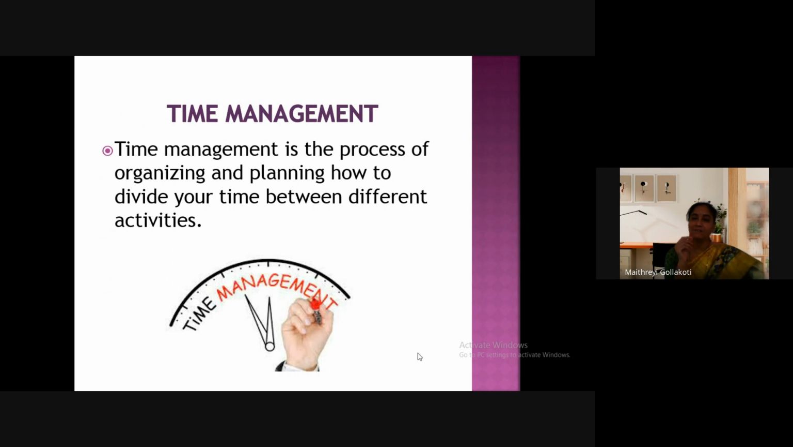See, all of us have same time every day, isn't it? 24 hours. But still, the way we use those 24 hours makes all the difference, isn't it? How we use those 24 hours. That is where the success of a person lies. How best they can use those 24 hours. So using how best those 24 hours is called time management.